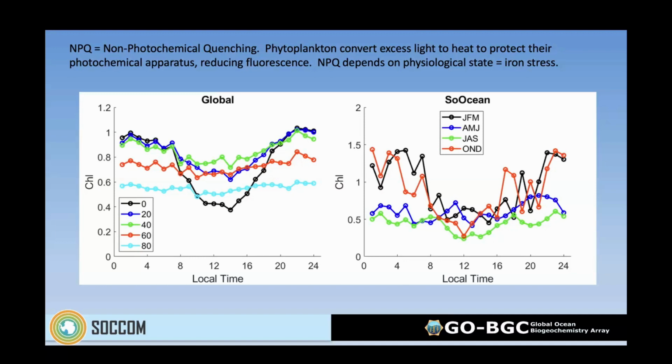You can do it versus depth. So at the surface, there's a lot of light, so there's a lot of quenching. If you look down at 80 to 100 meters, there's not much quenching because there's not much light. And you can do the same thing with the Southern Ocean seasonal cycle. In the summer, January, February, March, there's a lot of quenching. In the winter, there's not much light, so there's not much NPQ. That's all really related to iron stress.